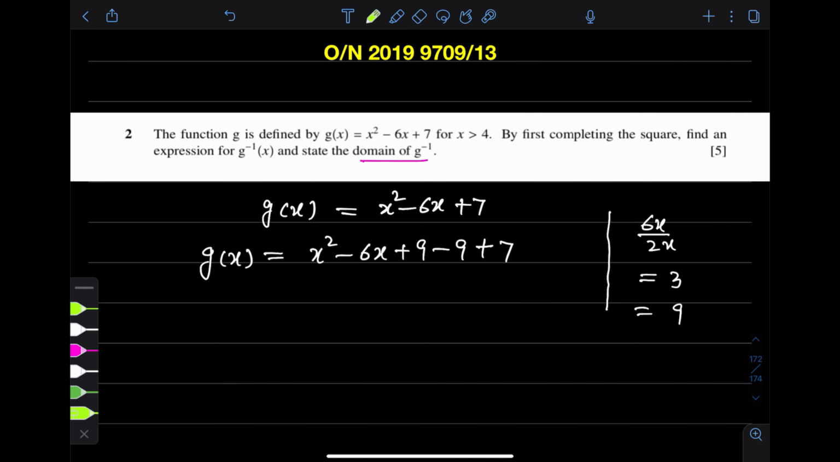Now the first three terms, when we write them in whole square form, can be written as (x − 3)² − 9 + 7, that is (x − 3)² − 2. Now find the expression g⁻¹(x).